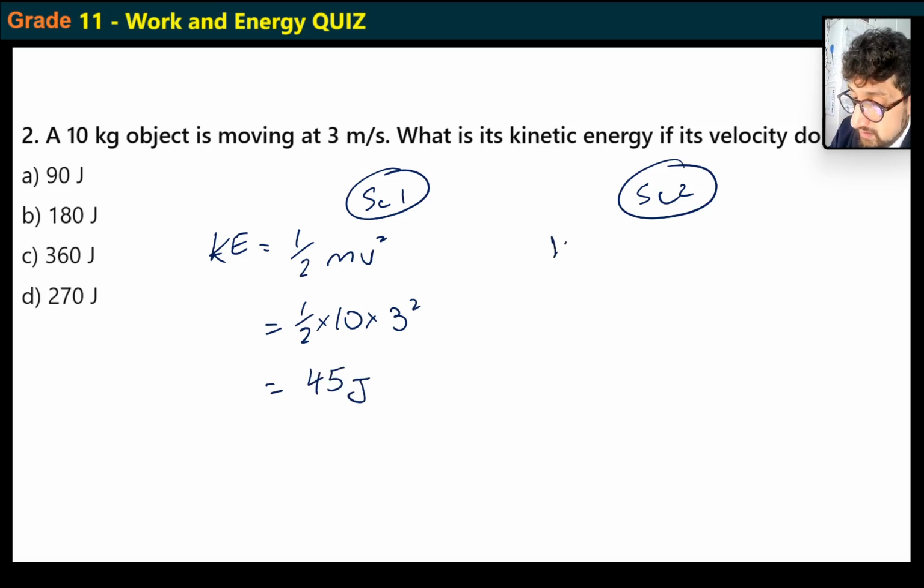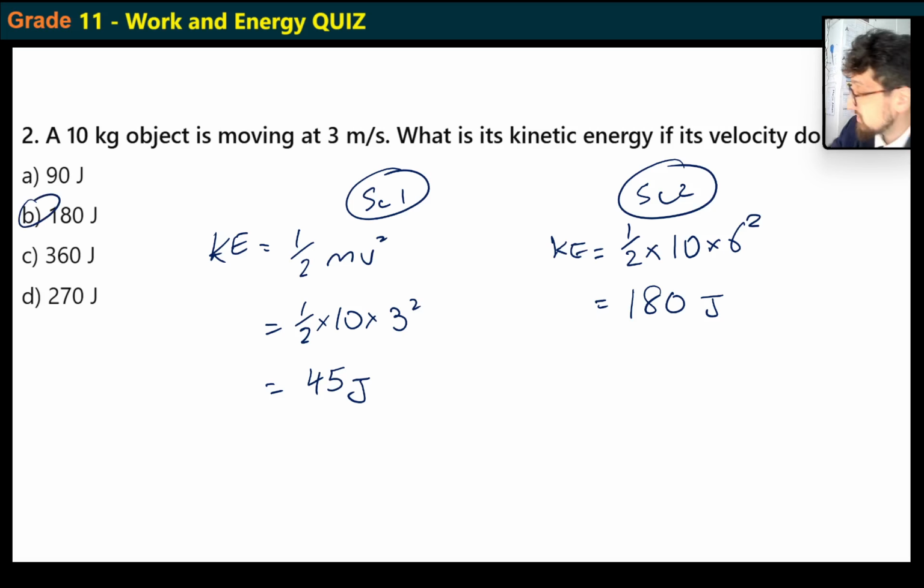In the second scenario, we're going to double the velocity. So it's going to be half times 10, because we're going to keep the mass the same, multiplied by 6 squared, which is 5 times 36, which is equal to 180 joules. So 180 joules, B.